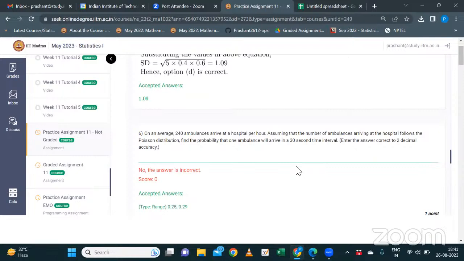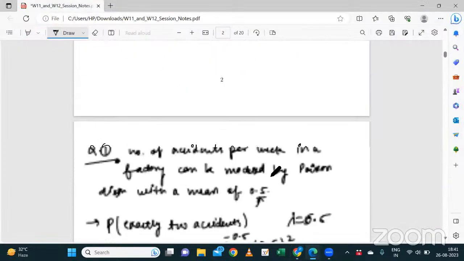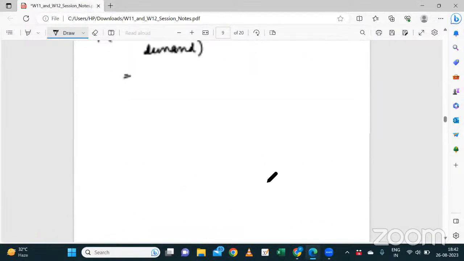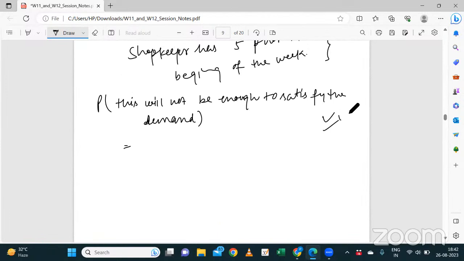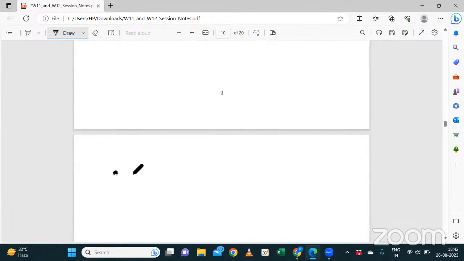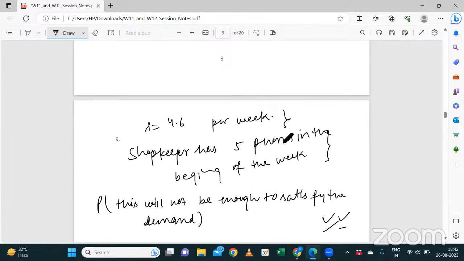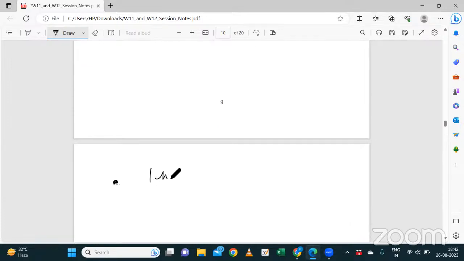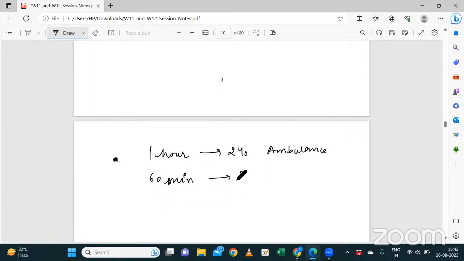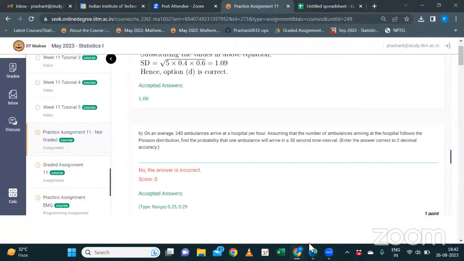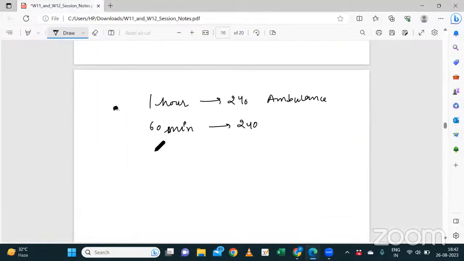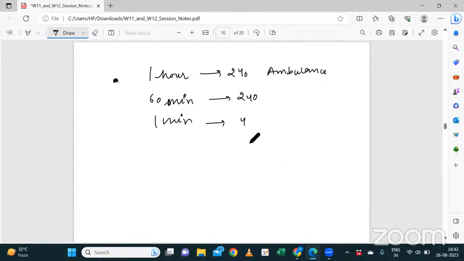Okay, see, you can treat it as, for 1 hour, how many ambulances are coming? 240. Okay, so just think about it and let me know what lambda should be here. In a 1 hour, 240 ambulances are coming, right? That means in 60 minutes, 240 ambulances are coming, yes or no? Yes, sir. So in 1 minute, how many ambulances will come? 4. Okay, in 1 minute, 4 ambulances are coming.